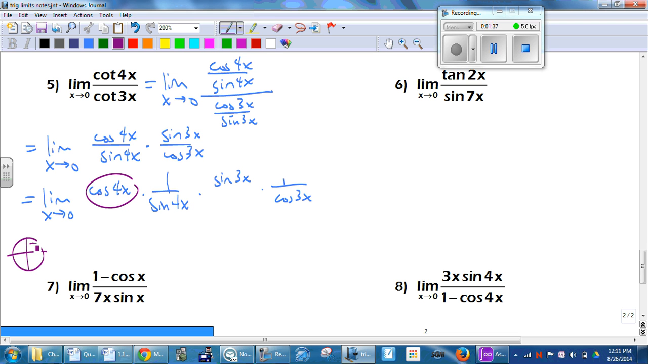Right? 0 would be here on the unit circle. Cosine is the x value, that's 1. So we don't have to worry about doing anything to the cosines. Same with this one. Just going to be 1 over 1. So those are good. The sine ones are the ones we have to focus on.